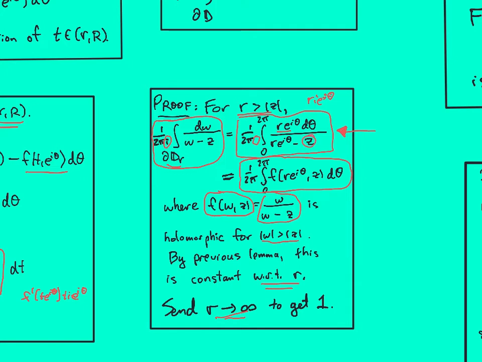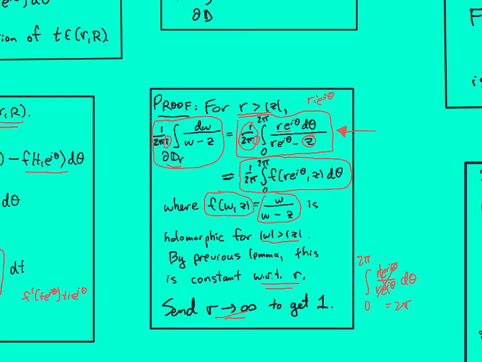I'm not going to go through the details of computing the limit, but basically when you send R to infinity, you can show that the z will disappear, and you basically end up with this expression. And so this will give you 2 pi, then we also divide by 2 pi, and so we get 1 in the limit.